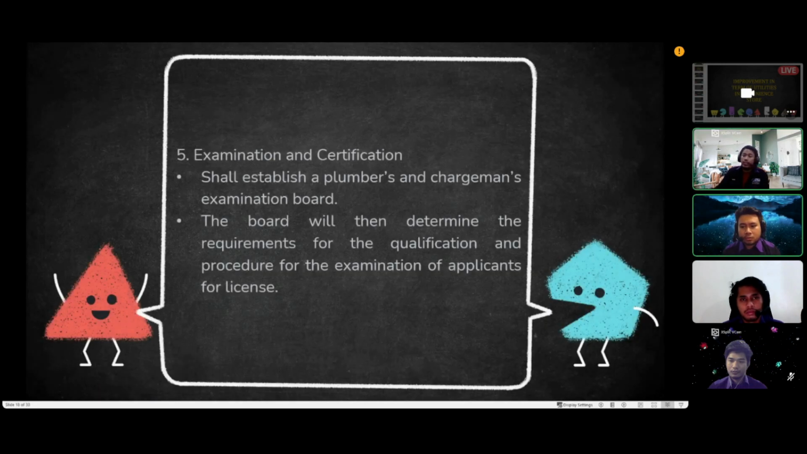Number five, the examination and certification. At this part, the convenience store building authority should establish a plumbers and attachments examination board. The board will then determine the requirements for the qualification and the procedure for examination of applicants for the license. From there, the authority will issue the license to applicants who meet the qualification and successfully pass the examination conducted by the board.